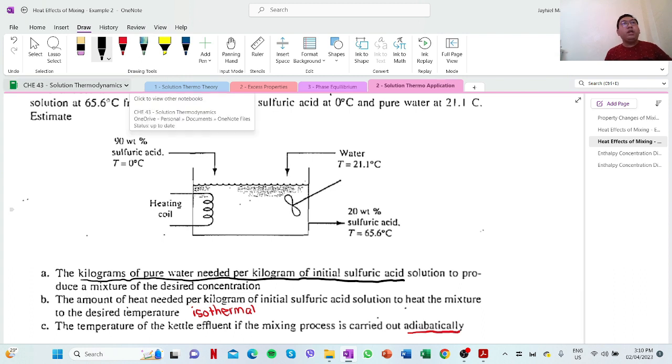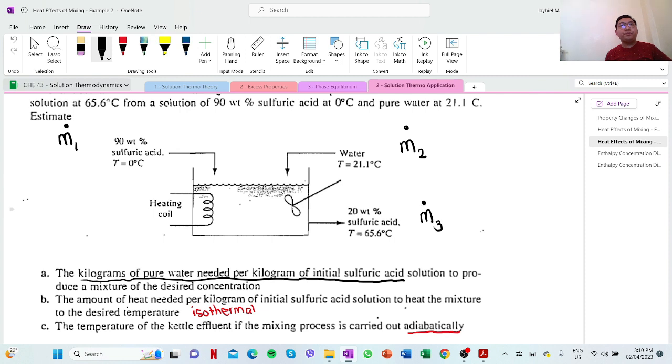Okay, so if you assume that the mass flow rate of the 98% sulfuric acid entering is M1 dot, this is M2 dot, this is M3 dot, no values are needed. We just need to solve for letter A, which is basically M2 dot over M1 dot. So you just need to solve for that value, and I think we can do that.